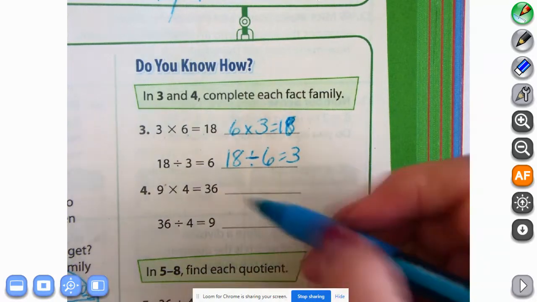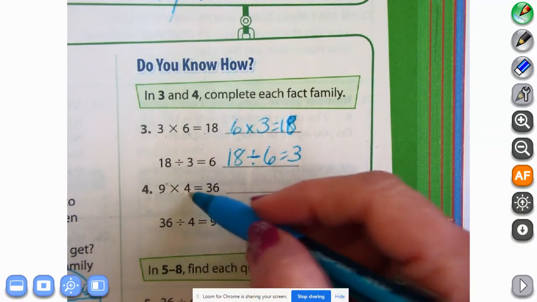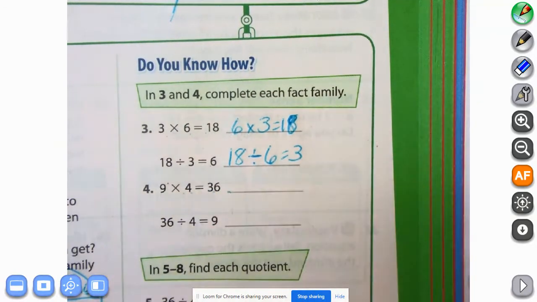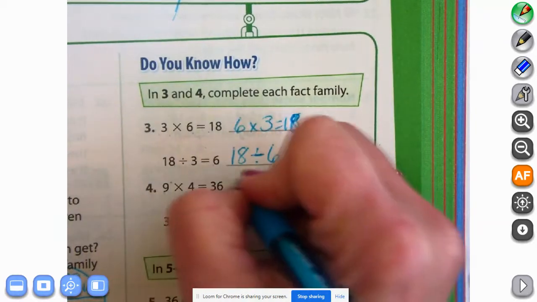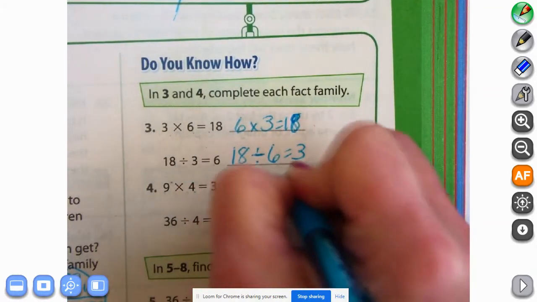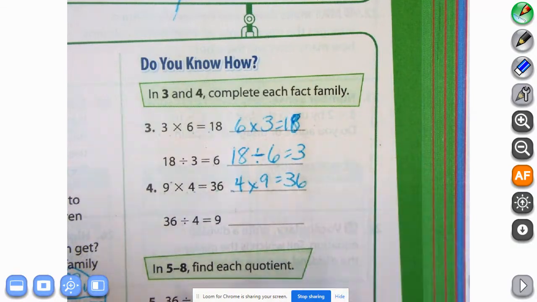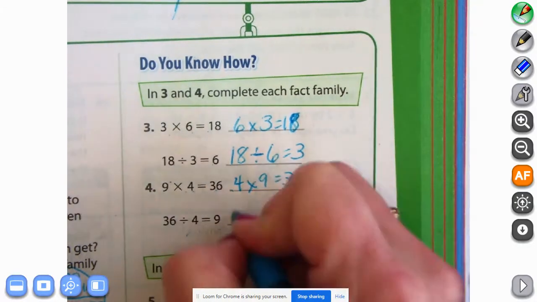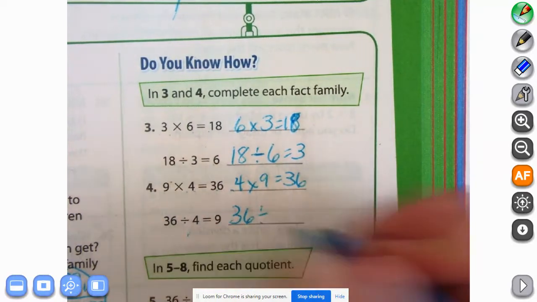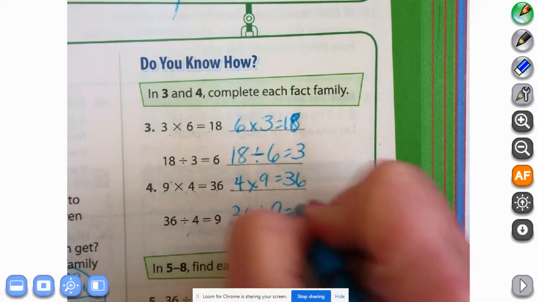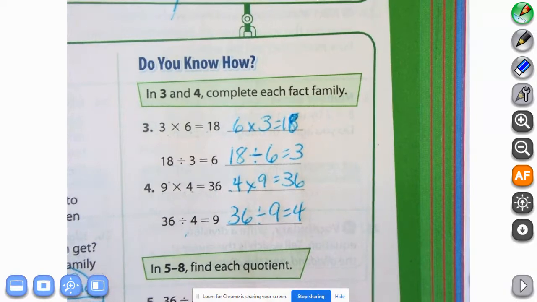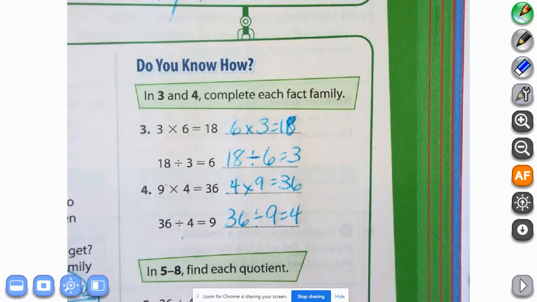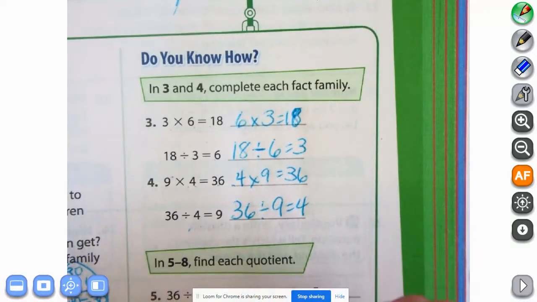All right, let's look at this fact family. 9 times 4 equals 36. Commutative property says I can switch these factors. 4 times 9 equals 36. Same commutative property of division. 36 divided by 4 equals 9. So the commutative property of division says 36 divided by 9 equals 4. Okay, we could switch the quotient and the divisor. Switch spots. All right, in 5 through 8, find each quotient.